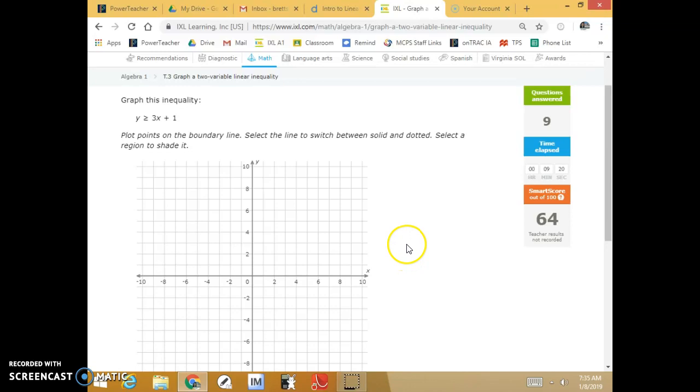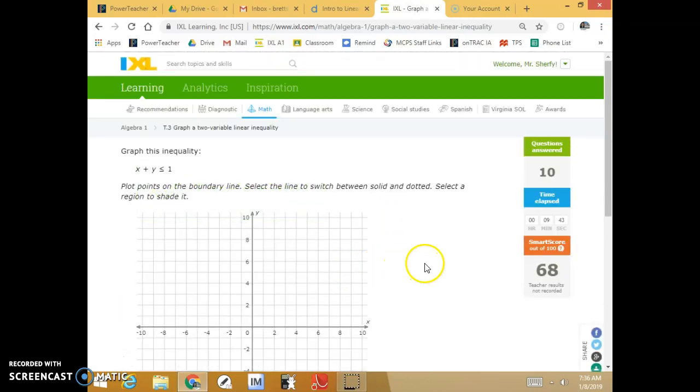So this problem, y is greater than or equal to 3x plus 1. If I start at +1, which is my y-intercept, I have a slope of up 3 and over 1. So I'm going to go up 3 and to the right 1. Because it's an equal to, that means I am going to have a solid line, and I'm going to shade above this line.